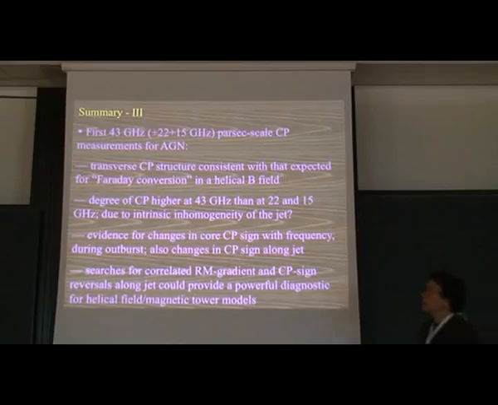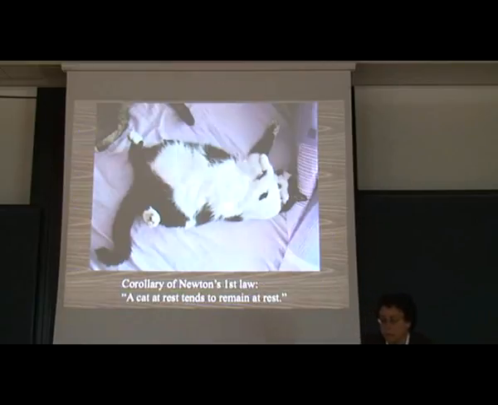In terms of the circular polarization, we've got the first 43 gigahertz measurements, which were made simultaneously also with 22 and 15 gigahertz measurements. We see evidence for a transverse circular polarization structure that could also be consistent with the idea that the circular polarization is generated in a helical magnetic field. The degree of circular polarization is higher at 43 gigahertz than at the lower frequencies, which may be due to the intrinsic inhomogeneity of the jet. And we see evidence for changes in the core circular polarization sign with frequency and during outburst, and also tentative evidence for changes in the sign of the circular polarization along the jet. And searches for correlated rotation measure gradient and circular polarization sign reversals along the jet could potentially form a powerful diagnostic for these types of models.